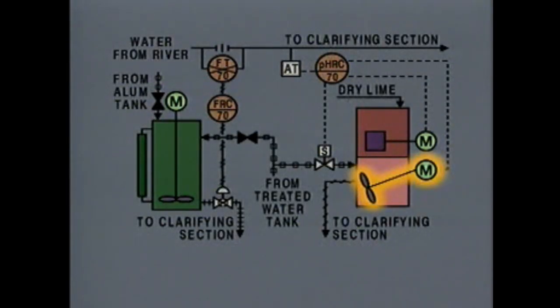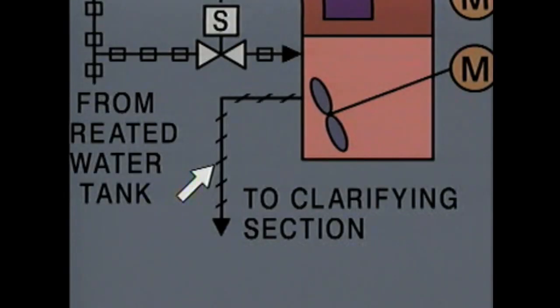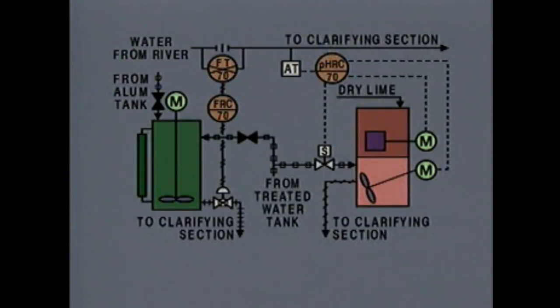The mixer mixes the lime and water. The mixture then flows out of the mix tank. The line symbol indicates that the mixture flows through a rubber hose. A control system starts and stops the lime system based on the pH of the raw water from the river.